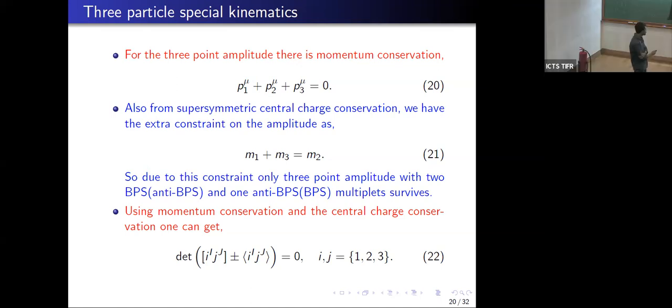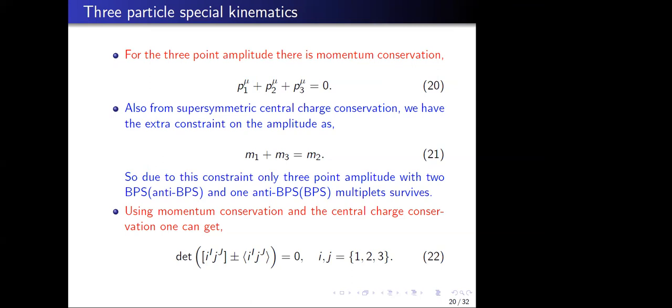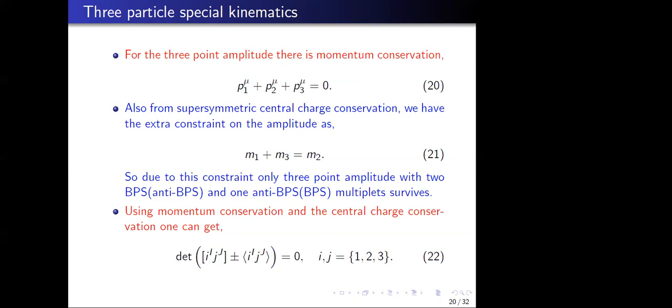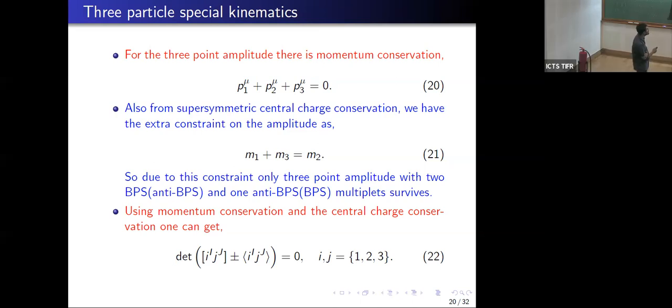If you square 20 by taking P3 to the other side. So if you take these two conditions, suppose you take P2 to the other side and you square the expression. Are P1, P2, P3 in the spinor helicity notation, right? I'm talking about P1 plus P2 plus P3 equal to 0. If you take P2 to this side and take the square, then you have this condition by momentum conservation and with this central charge conservation. Without supersymmetry, for massive or massless amplitudes, these conditions would be satisfied. The extra condition comes from the central charge conservation. And with these two, the determinant of this matrix is equal to 0.